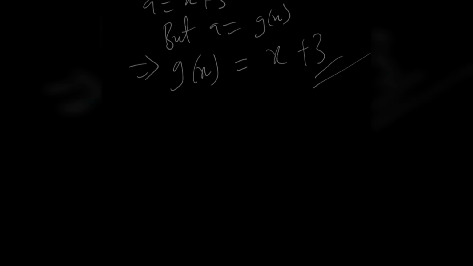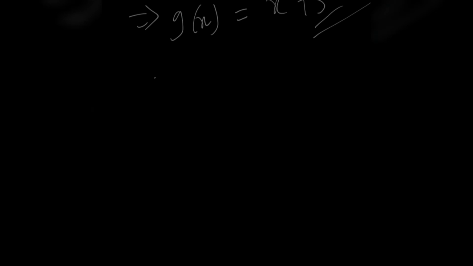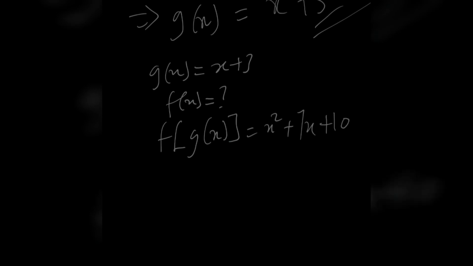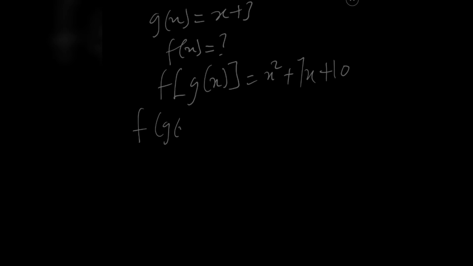Okay, so let's turn it the other way around. Let's say in this case you are given g of x equals x plus 3. You are not given f of x, but you are given f of g of x, which is x squared plus 7x plus 10. You have to find f of x. What do you do? Okay, so the same way, f of g of x, we have g of x to be x plus 3, right?